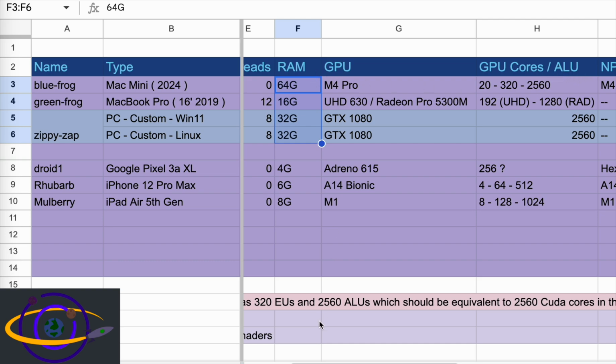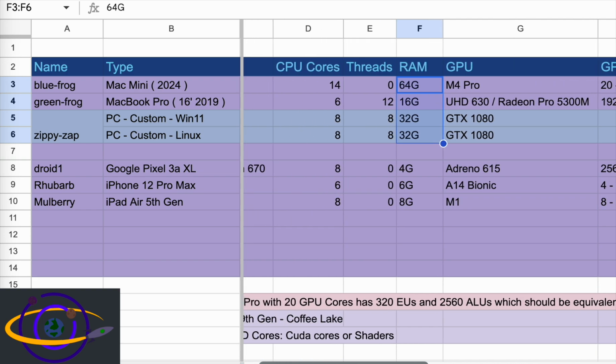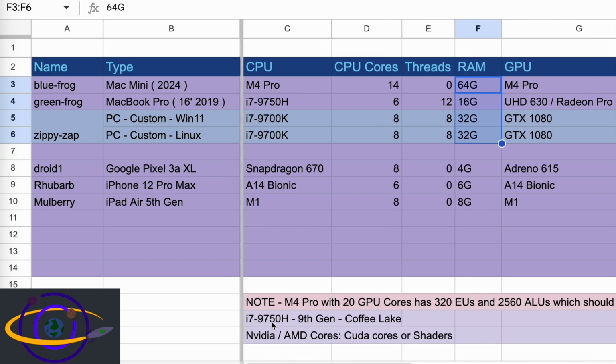Now, before we get into that, I'm going to read a couple of these notes I put down here. First off, before I forget, these i7s are 9th gen Coffee Lake CPUs. So both of these are Coffee Lake 9th gen. Now, a note about the GPU cores.